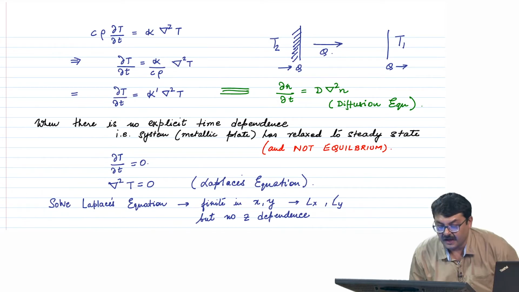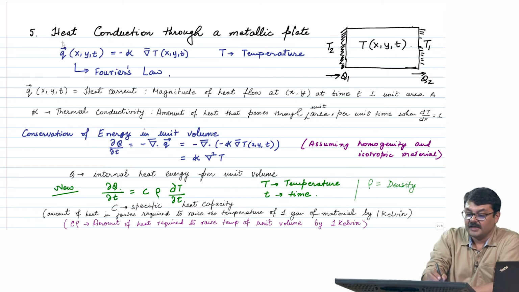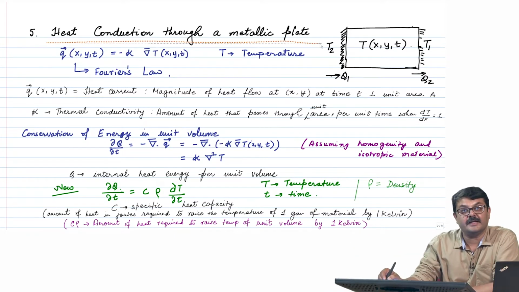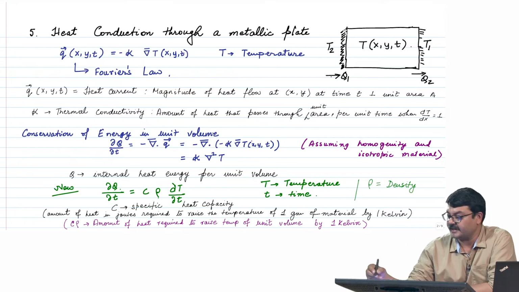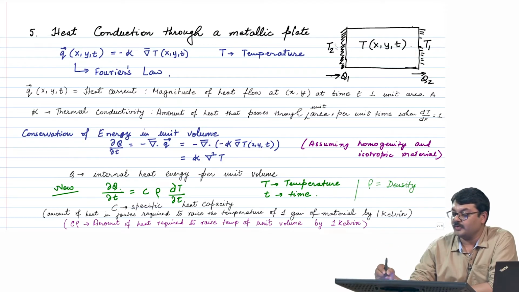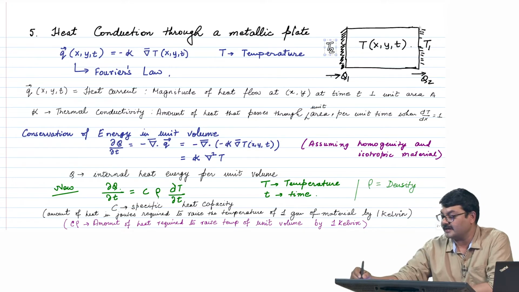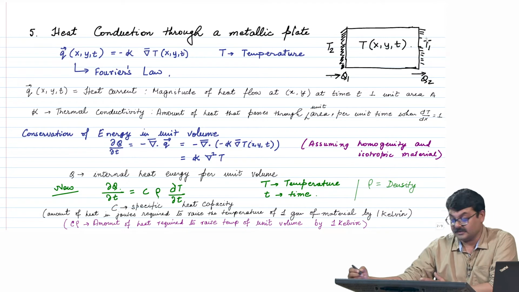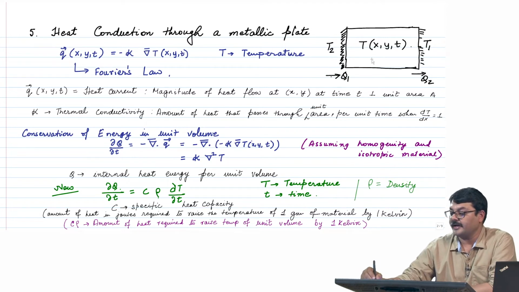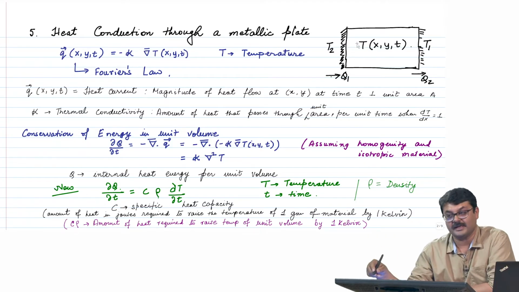So, basically now if you talk about heat conduction through a metallic plate, right. Now, this is again a problem which you would have studied in class. Suppose this is a metallic plate, and at one end you fix the temperature at T2, at the other end you fix the temperature at T1, at time t equal to 0, and you want to find out what is the temperature distribution within the metallic plate.